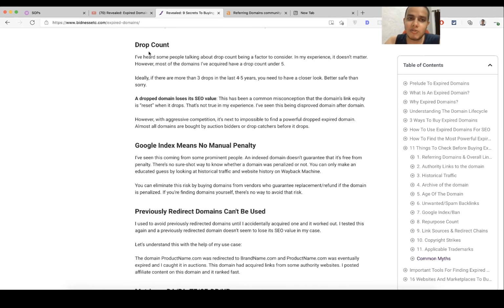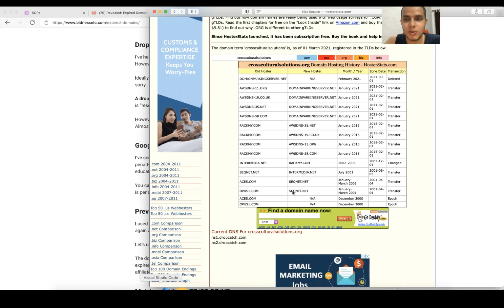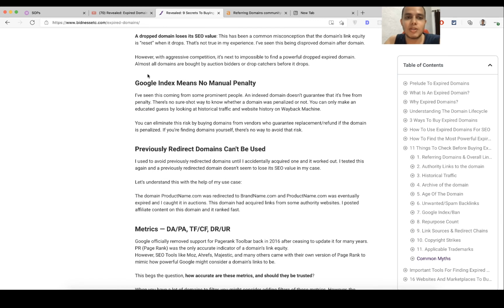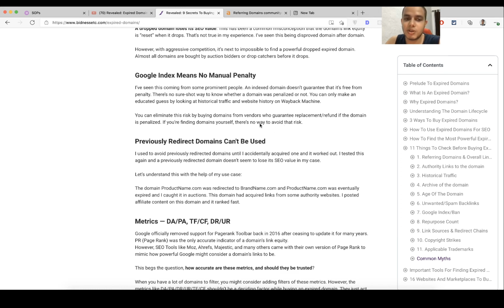And the other thing that a lot of people care about is drop count. It is not a huge issue, but ideally you should avoid a lot of drops if you see them. And to see how many times it has been deleted, again you can go to Hostostats and see how many times it was deleted. So this one was deleted only once, and that is right now. So as I told you, if it is not indexed in Google, it means that maybe it has remained expired for a very long time or something. So it is also not a very big issue, but erring on the side of caution saves the day, so you just need to be sure about it.